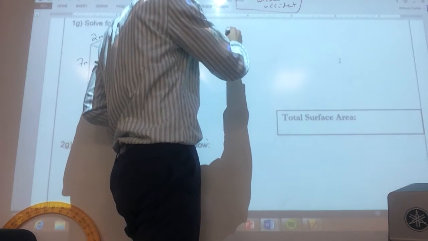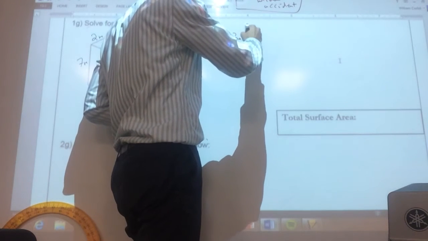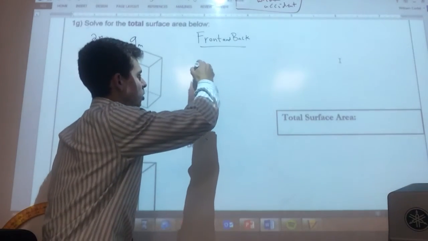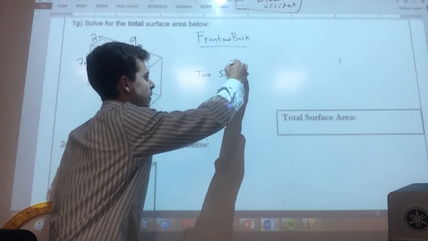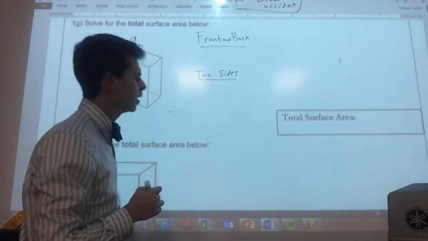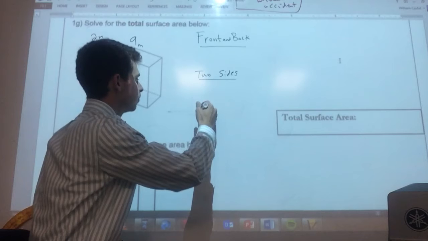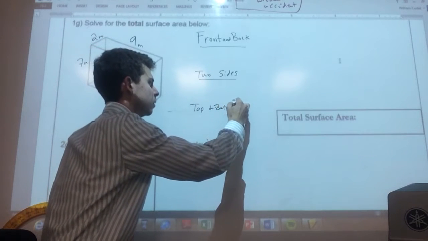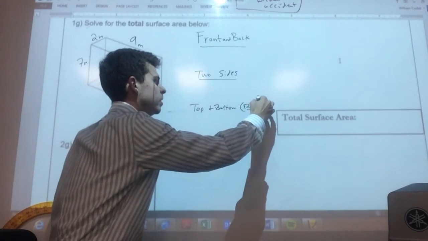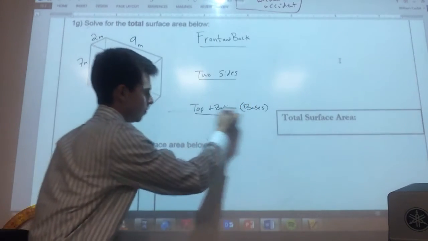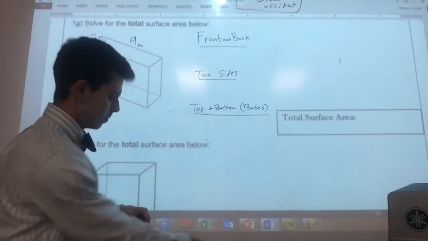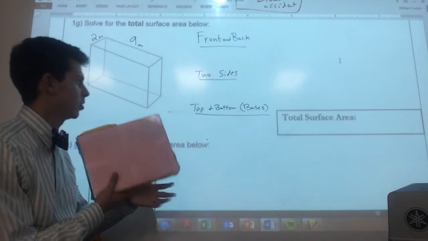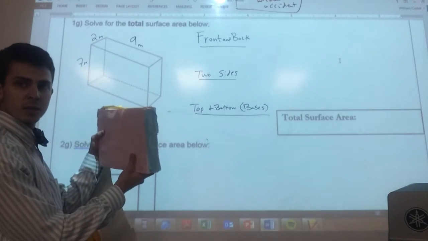Front and back. And then we'll also solve for the two sides. And then finally we'll solve for the top and bottom, which are also the bases. Okay, so we'll do the front and the back, which is, once again, thank you to Luis Ruiz and Marcelo for making this.